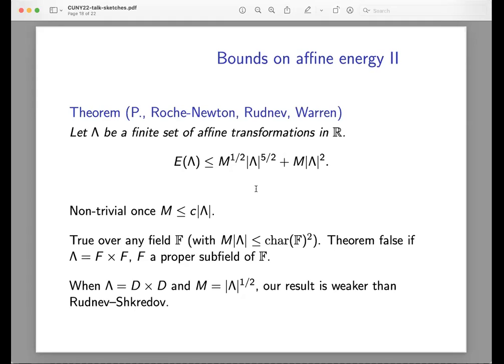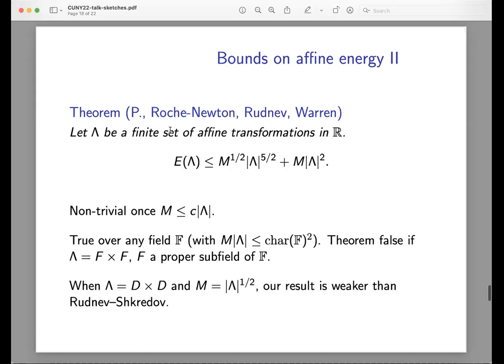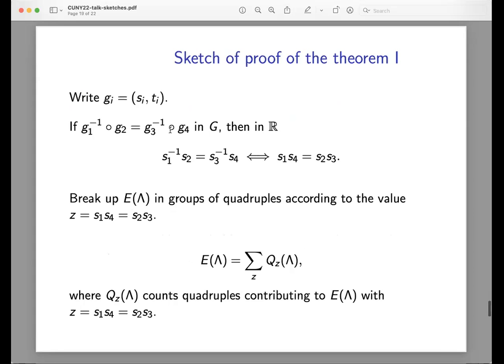But something worth saying here, just to go back to Skredov and Rudnev, so let me just show you, is that they had proved exponent 11/4 minus some constant. Now, if you go to our theorem, remember m in their case is the square root of lambda. So we get 11/4. So actually for Cartesian products, we did not improve the state of the art. That is due to Rudnev and Skredov, but we proved a result that is true for all point sets somehow.